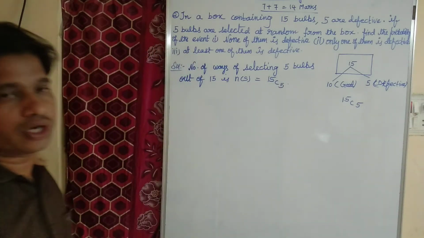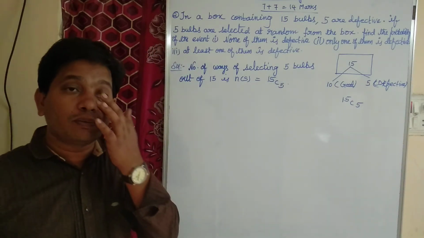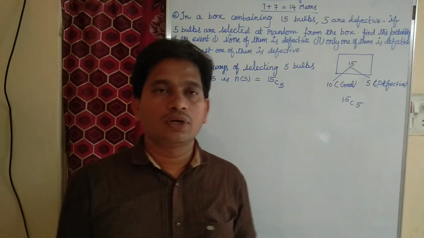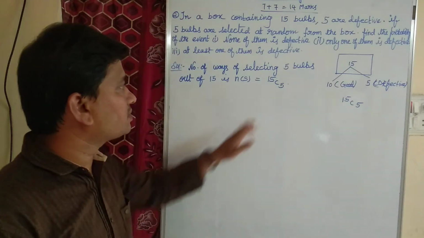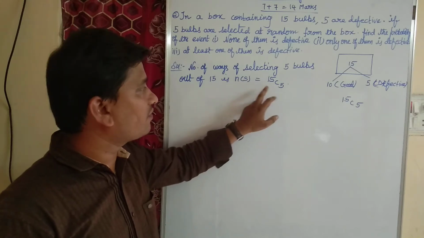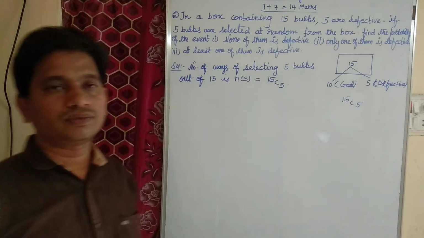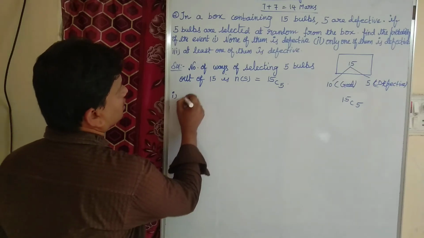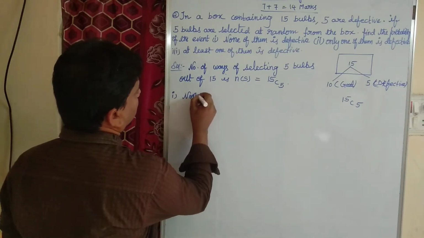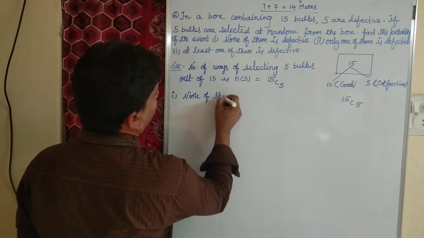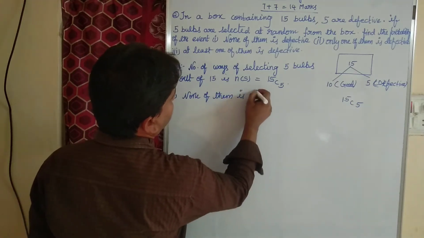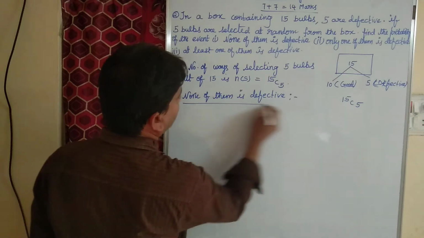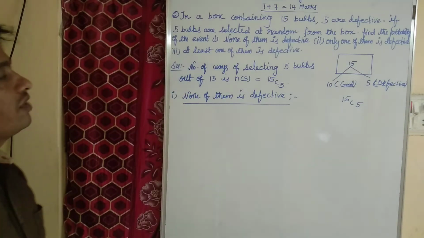So this is the main important point. What is the formula for probability? P of E equals the number of favorable outcomes to the total number of outcomes. The total number of outcomes, the sample space n of S, is 15C5. Now coming to the first question. What is the first question? The first question is none of them is defective.